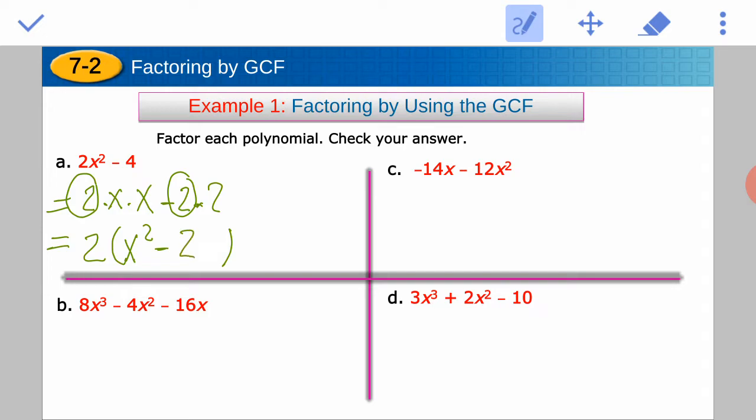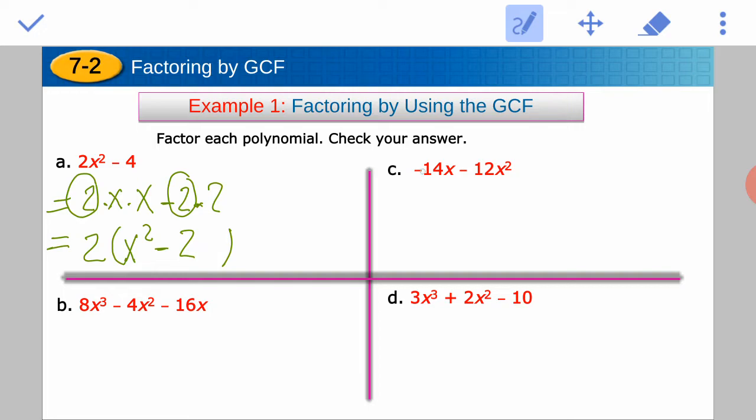How do I check my answer? How do I check my factoring, whether it's correct or not? By doing the inverse of factoring, which is distributive property, mentally. 2 times x squared gives us 2x squared. 2 times negative 2 gives us negative 4. So the factoring is perfect.